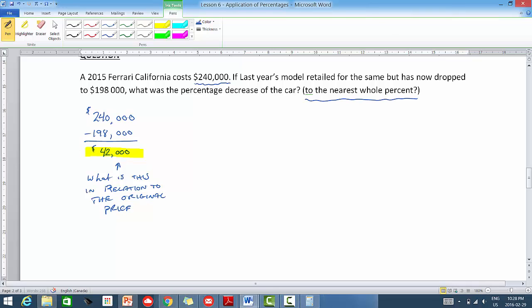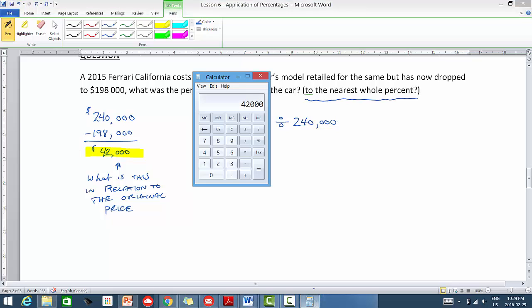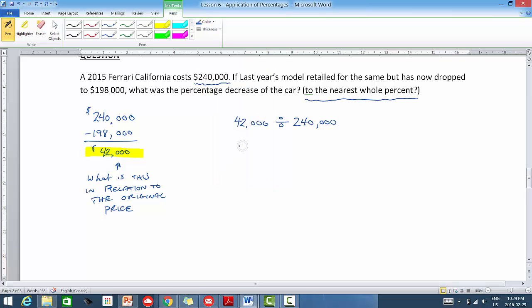Okay, so we have to find out what that percentage is. It's like saying 42,000 out of the total cost. So we're going to have 42,000 divided by 240,000. Okay, so that is our percentage. 42,000 of the total price. So 42,000 divided by 240,000 equals 0.175.